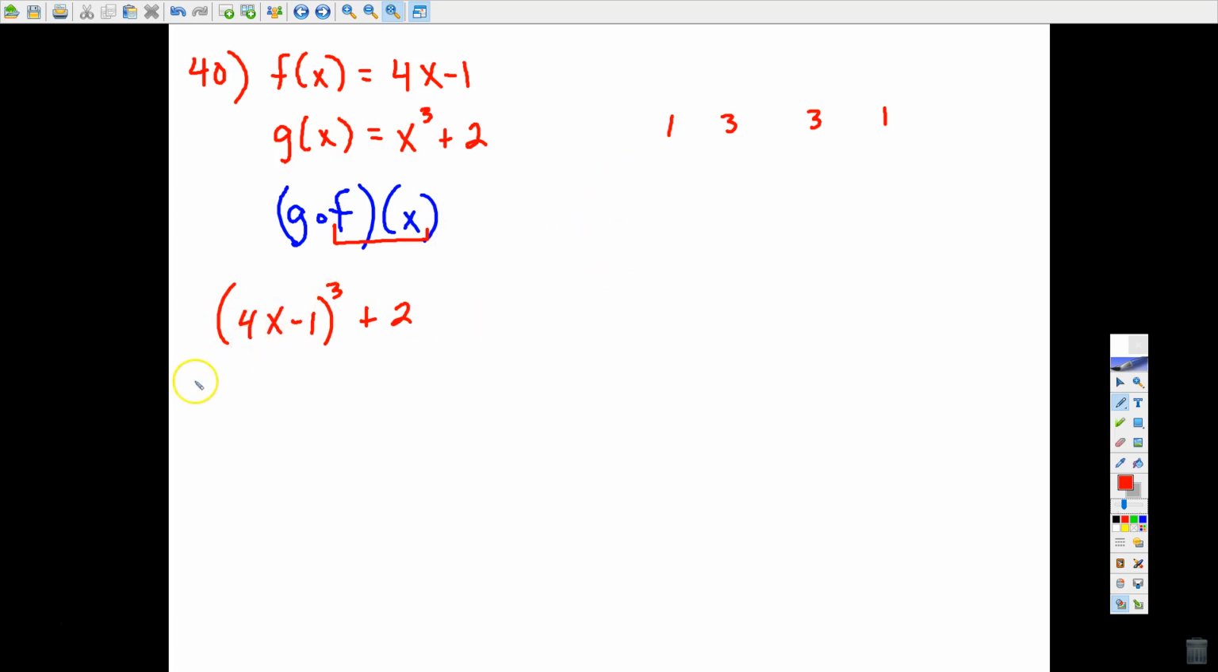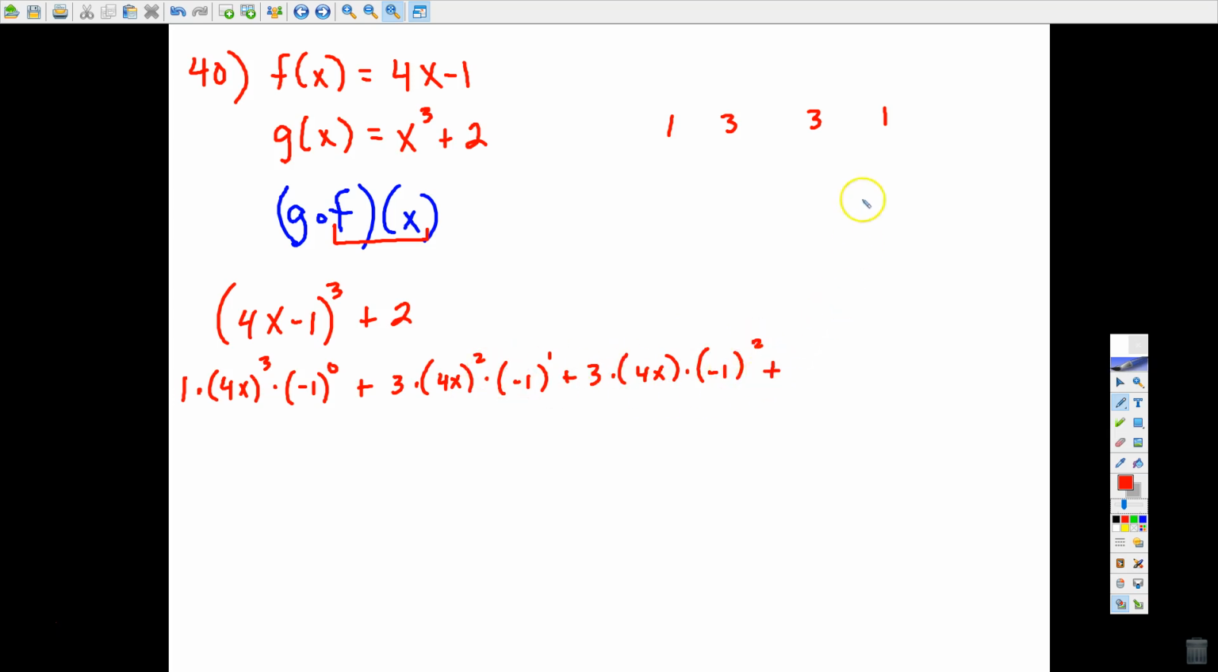So to expand this, I'm going to do 1 times 4x raised to the 3rd, and then negative 1 to the 0. Now I'm going to do 3 times 4x squared times negative 1 to the 1st. Now I'm going to do 3 again times 4x to the 1st, negative 1 to the 2nd. And then finally I'm going to do 1 times 4x to the 0 and negative 1 to the 3rd.